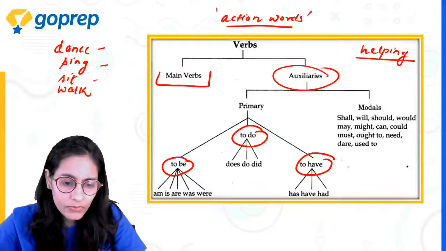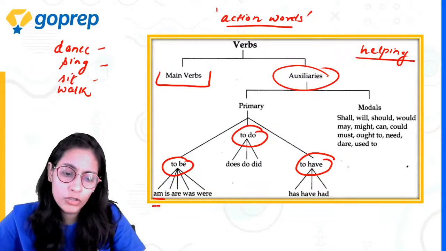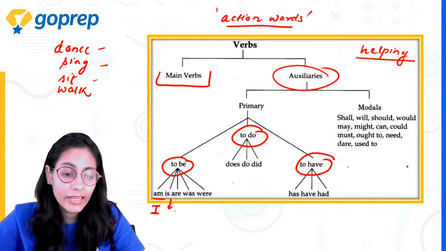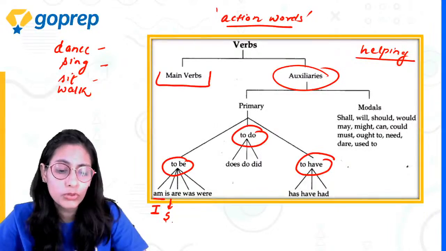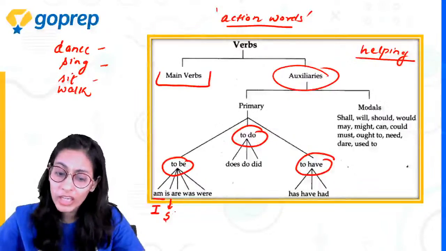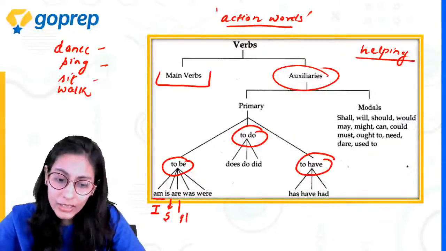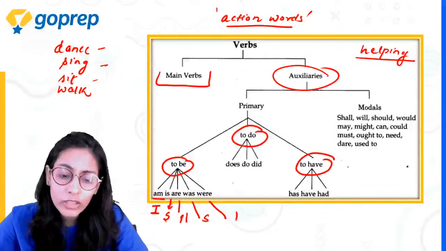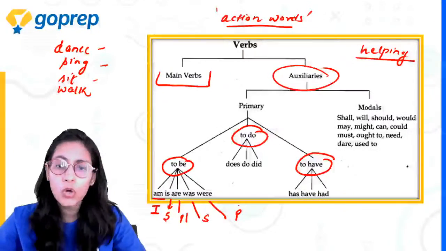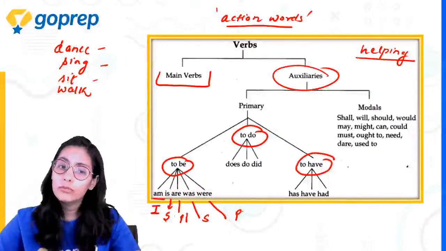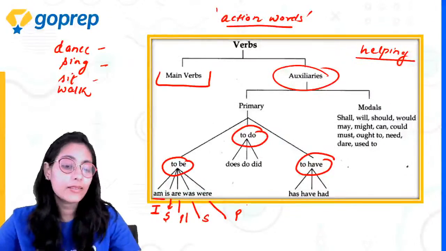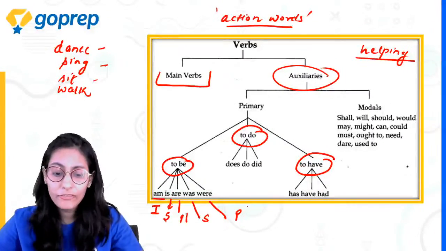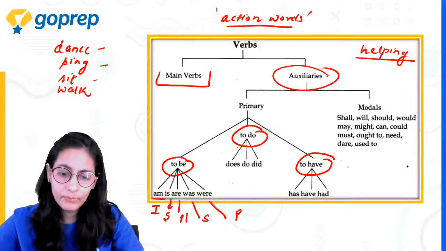So as you saw, am is an exception which is used with I, is is always used with singular, that is, he is, she is, are is used with plural, was is used with singular, were is used with plural again, like they were talking. Students in the class were talking amongst themselves. Okay, so this is one example.